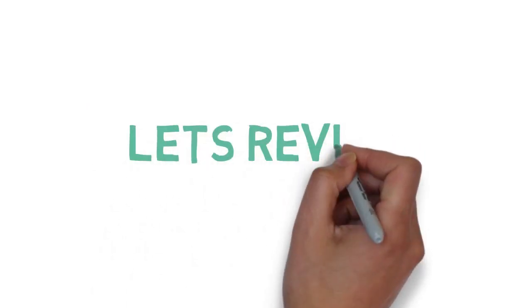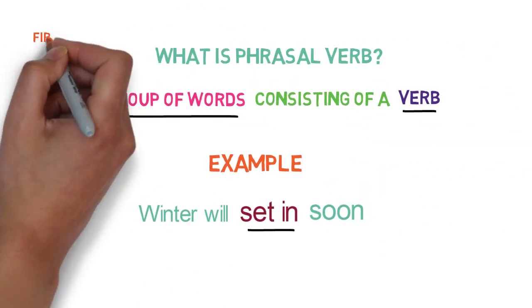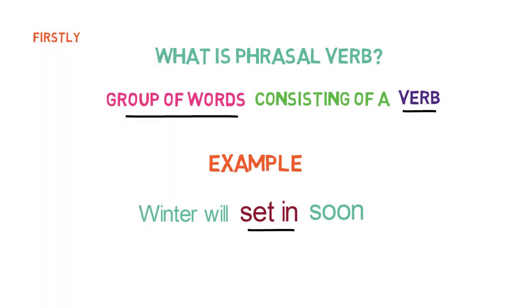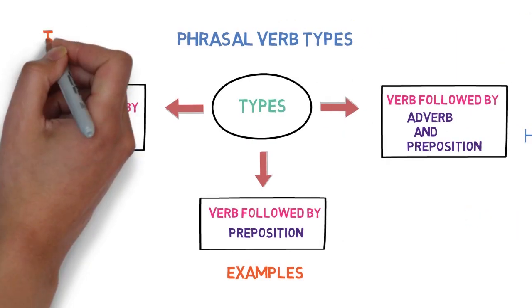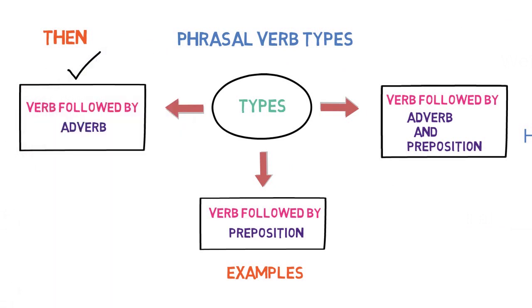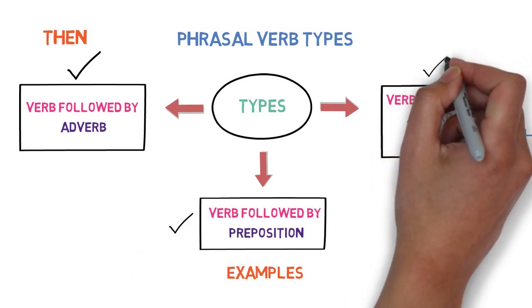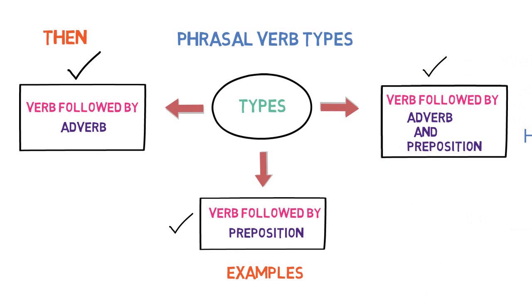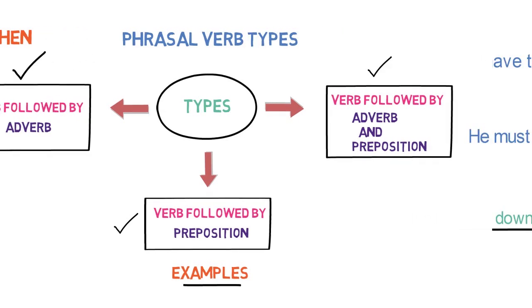Let's quickly revise what we have learned in this video. Firstly, we discussed what a phrasal verb is, with an example. It is a group of words containing a verb. Then we defined three types of phrasal verbs. First is phrasal verb containing an adverb. Second is phrasal verb containing a preposition. And third is phrasal verb containing an adverb and preposition. And lastly, we saw examples of each of them to make things clear. So that's all in this video. I hope you had a brief understanding about phrasal verbs in this video.